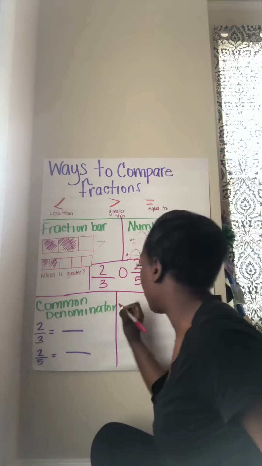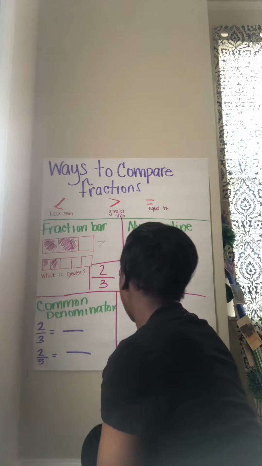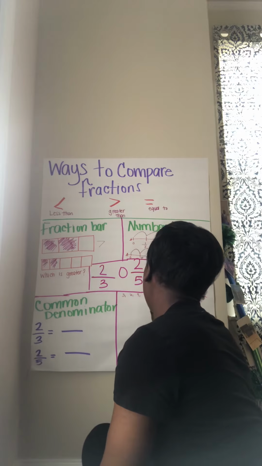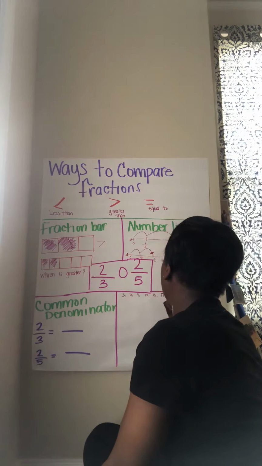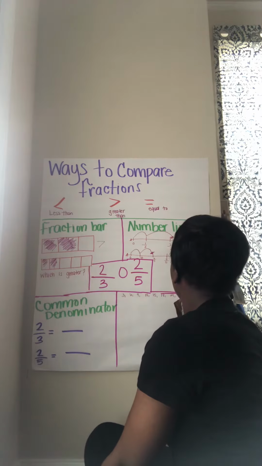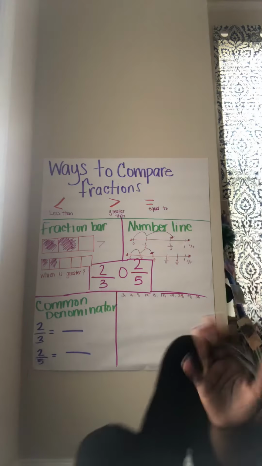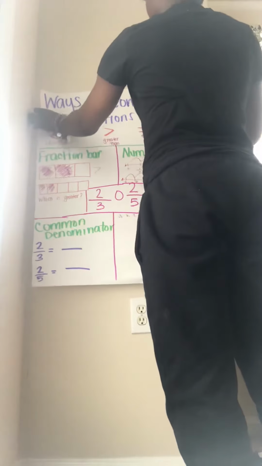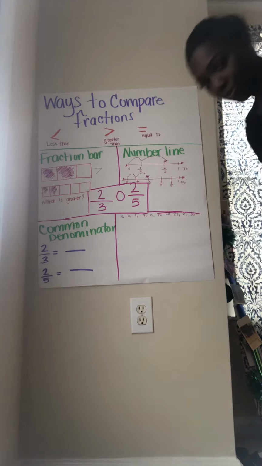Okay, so I have my multiples of 3. Let's go ahead and count. So I have 3, 6, 9, 12, 15, 18, 21, 24, 27, and 30. So I'm going to stop at 10. So I know 3 times 1 is 3, 3 times 2 is 6, 3 times 3 is 9, and so forth. And I just went ahead and went to 30.